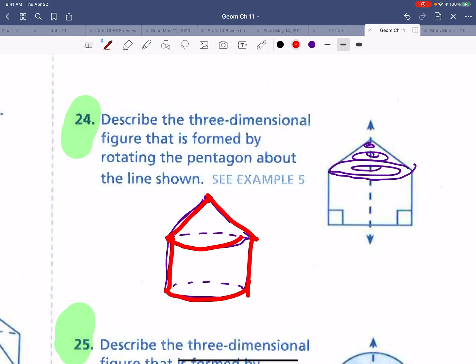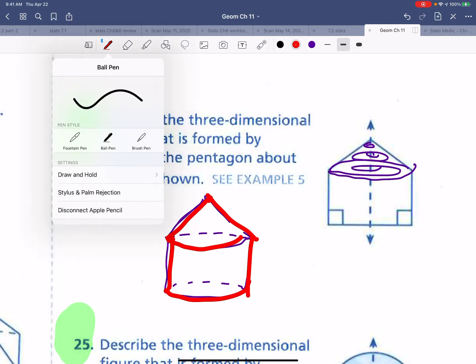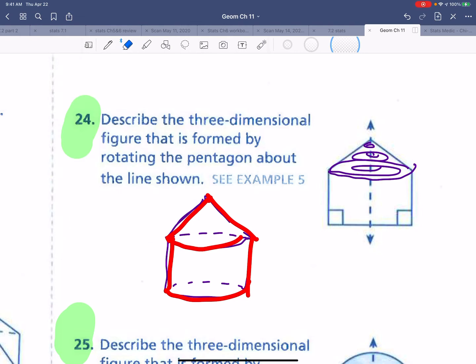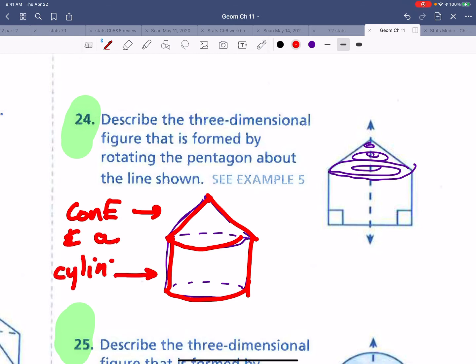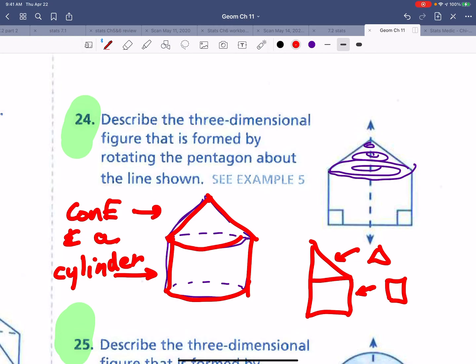What figure is formed by rotating a pentagon about the line shown? So it looks like I get a cone and a cylinder, which makes sense because a pentagon on one side is a triangle, and a triangle makes a cone, and this is a rectangle, and a rectangle makes a cylinder. So I should get the combination of a cone and a cylinder.